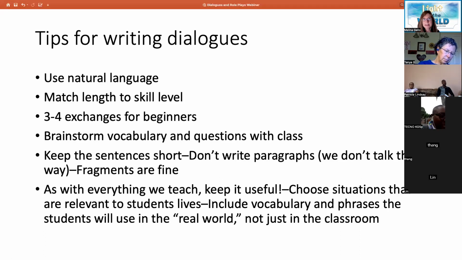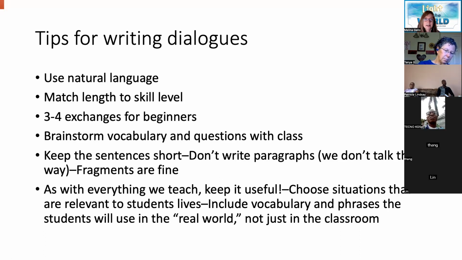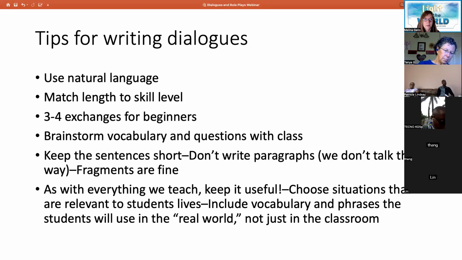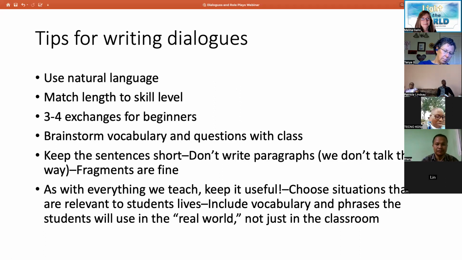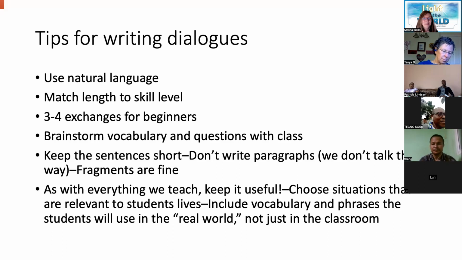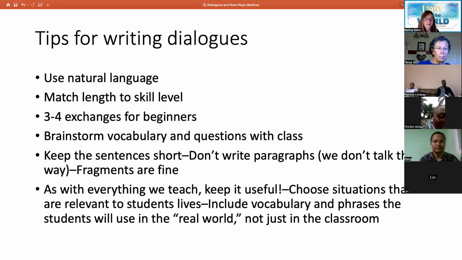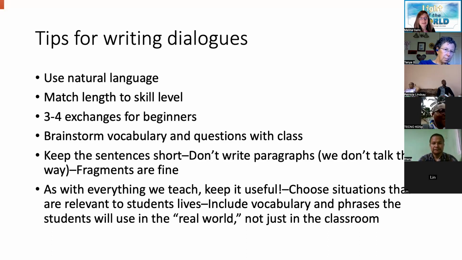Sometimes when we're writing, we will write very formally. For example, we might write something like, "How may I help you?" And sometimes people will say, "How may I help you?" But sometimes they just say, "What do you need?" Or "What can I do for you?" Or other options. So try to use the natural language that students are likely to hear in their given situation, and match the length to their skill level.